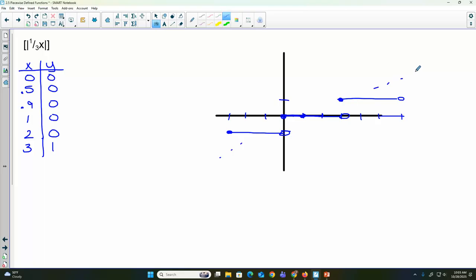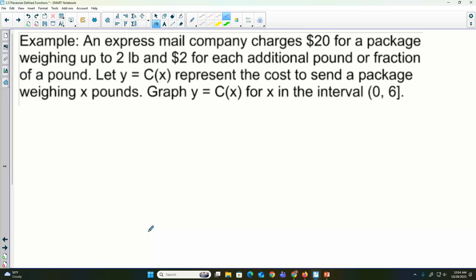I want to look at one scenario here. An express mail company charges $20 for a package weighing up to 2 pounds and $2 for each additional pound or fraction of a pound. That's kind of how postage works, doesn't it? If you mail a letter, as long as it's under a certain weight, you have to put one stamp on it. What happens if it's over the certain weight? You have to put another stamp on it, okay? So that's kind of how postage works.